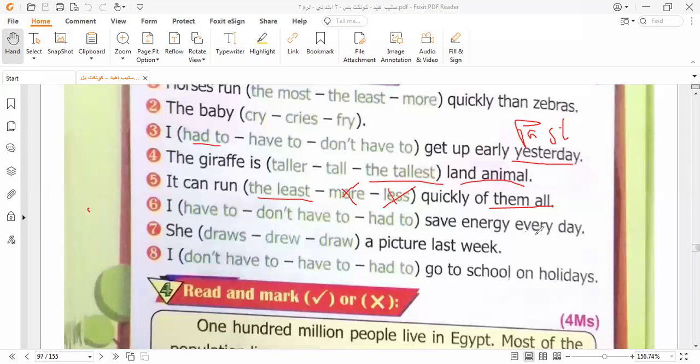So, "there is every day save water." The answer would be "there is every day." Every day means present, so it's talking about the present. "Don't have" is wrong, "had to" is wrong. Why? Because "had to," as we told before, we use in the past form. So it will be "have to."